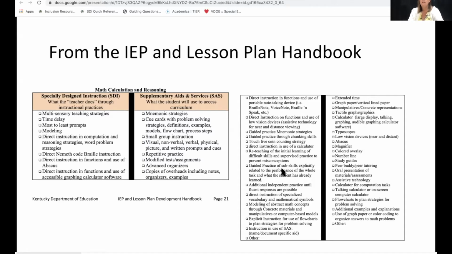And then explicit instruction. Explicit instruction is the I do, the we do, the you do, and more importantly, it is stepping through each individual step that student needs to understand it. And of course, we look over here and we see extended time and those kind of things. That's what this SDI is, the supplementary aids and services that can be provided through that.